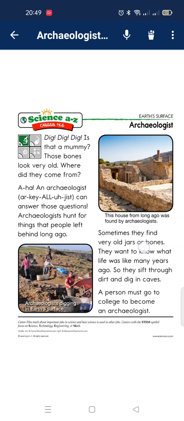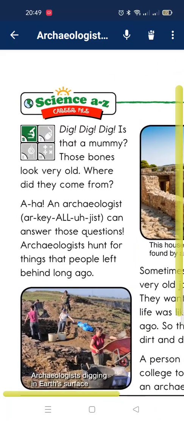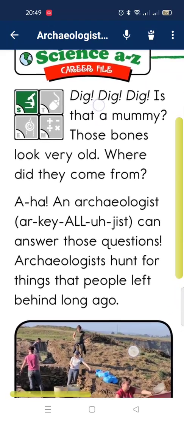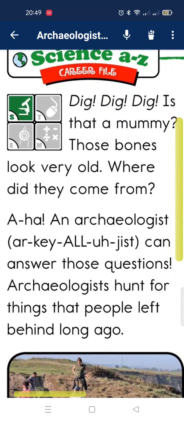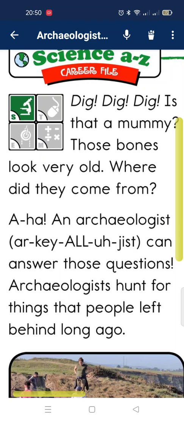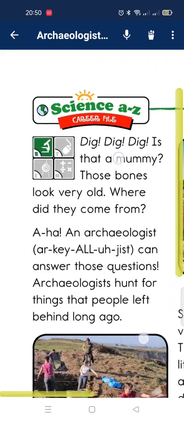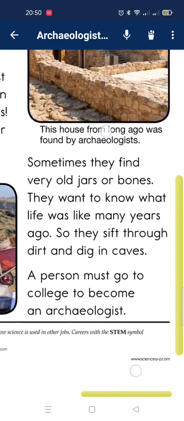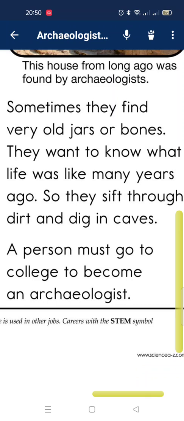Part three. Archaeologists dig. This mummy, those bones are very old. Where did they come from? An archaeologist can answer this question. Archaeologists hunt for things that people left behind a long time ago. Sometimes they find very old jars and bones. They want to know what life was like many years ago, so they sift through dirt and dig in caves.